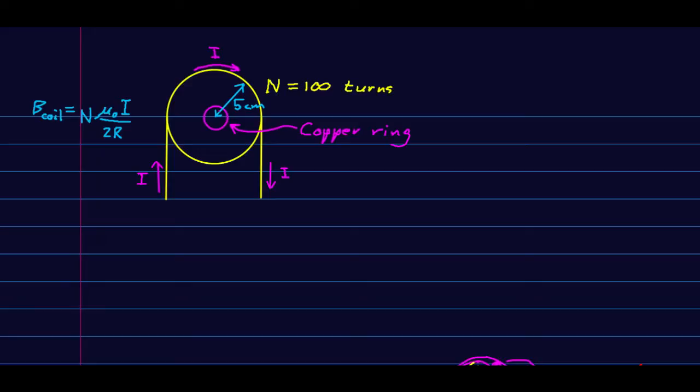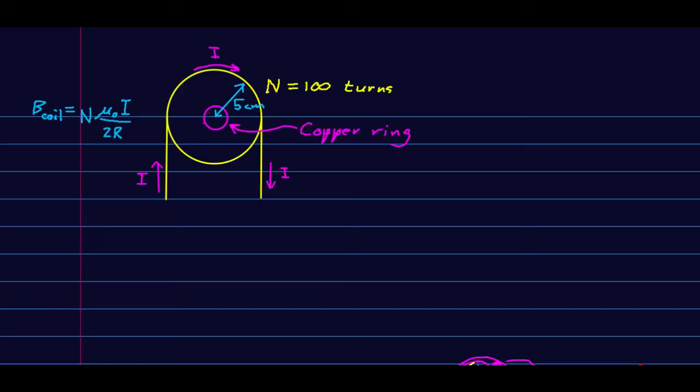And the coil has a 5 centimeter radius, and we will at some point want to know the B field inside, so I'm reminding us what the formula is. That's strictly speaking just the B field in the very middle. And there are 100 turns in this coil.